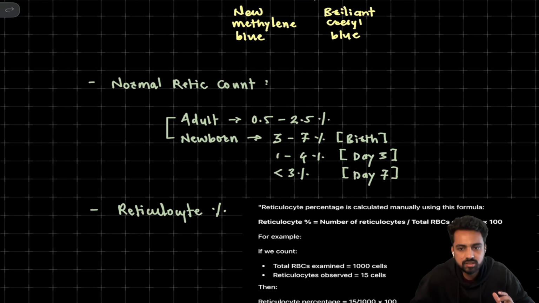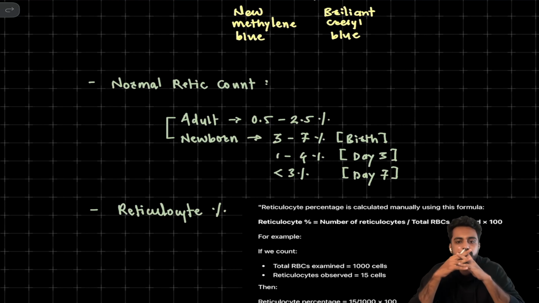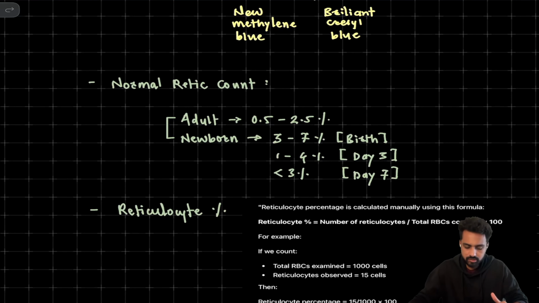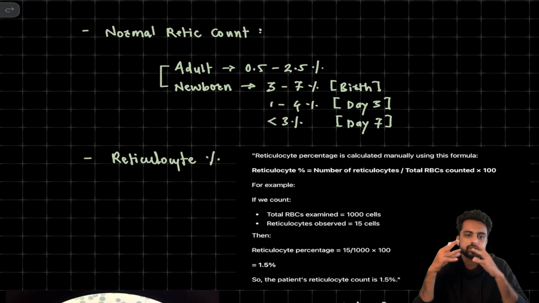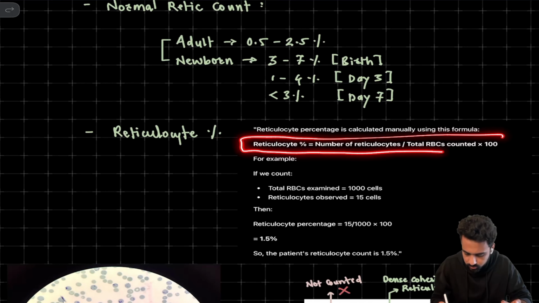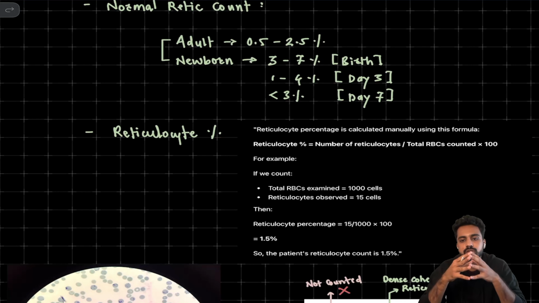Next, what is the reticulocyte count? It tells us the percentage of young RBCs among the total circulating RBCs. It is an indicator of bone marrow erythropoietic activity. As we learned the normal reticulocyte count, the next question is how to calculate the reticulocyte percentage and what is its importance. Reticulocyte percentage is calculated by this formula, which you should learn: reticulocyte percentage is equal to number of reticulocytes divided by total RBCs counted, into 100.